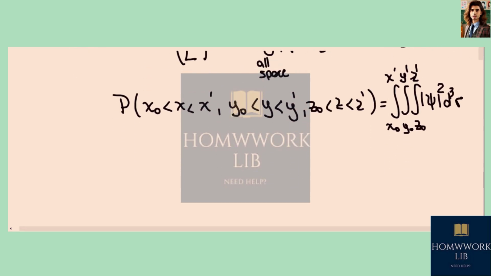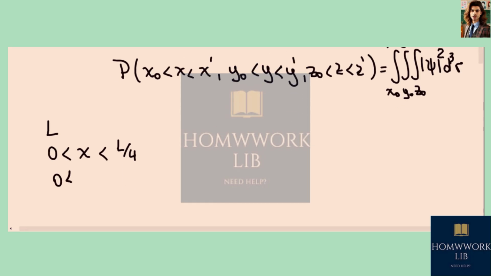And what we have in our problem is a particle inside a box that has a side L, and we have to consider the region of the box between 0 and L over 4. So x is between 0 and L over 4, y is between 0 and L over 4, and z is between 0 and L over 4.